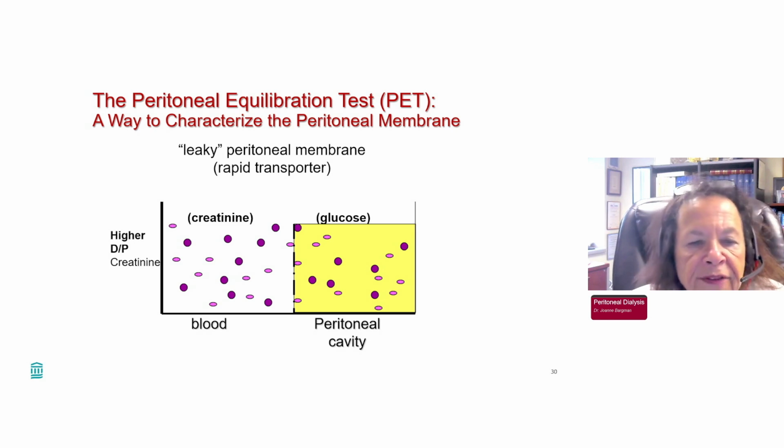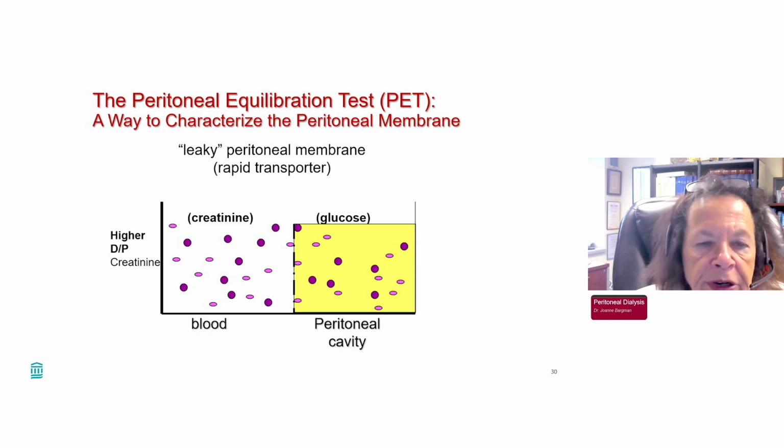Now, it isn't like they've got big holes in their peritoneal membrane, which is what makes it leaky. It's actually that in the blood compartment, if there's more open capillary beds, it makes for a greater sink for both presentation of solutes and also absorption of solutes. So when I say that they're a more rapid transporter, they really just have more open capillary networks or capillary beds.